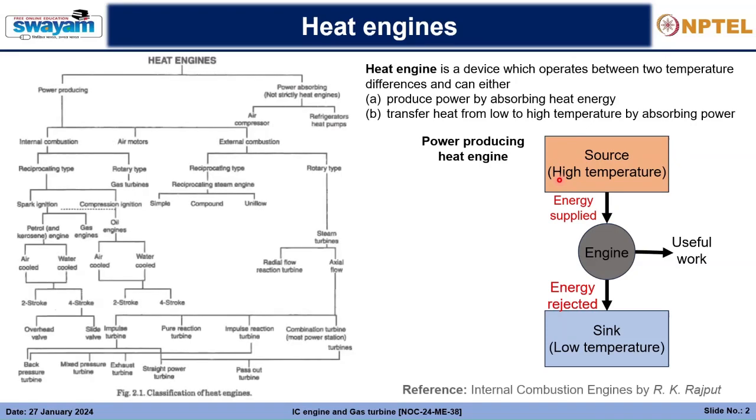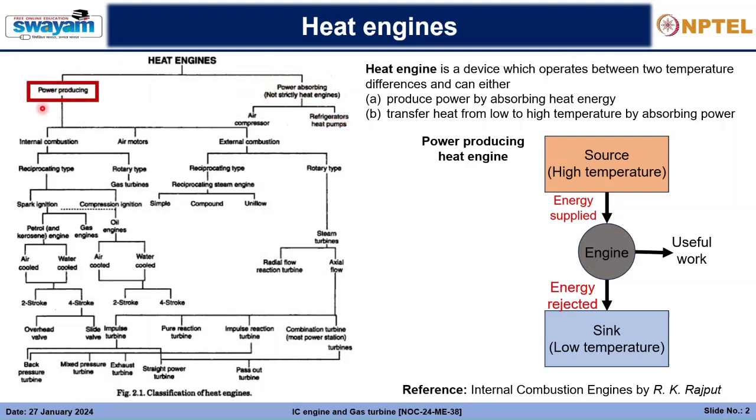Then the classification of heat engines in broader terms: first is power producing and power absorbing, which is basically the air compressor or the refrigerators, but we will not go into this section. Rather, we will focus on power producing, and we will go to internal combustion, both reciprocating type as well as the rotary type. In the reciprocating type, we have the spark ignition and the compression ignition engines. So we'll focus on that. Towards the end of this course, we will focus on the gas turbines, which is basically the rotary type, but it is also under the internal combustion engines.